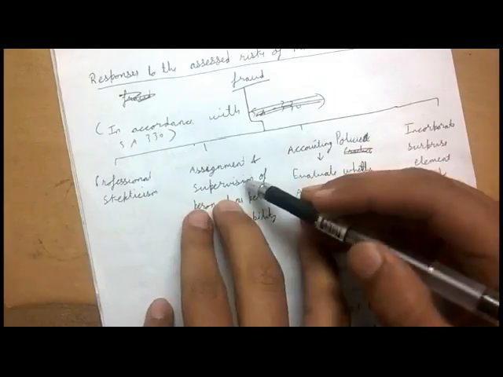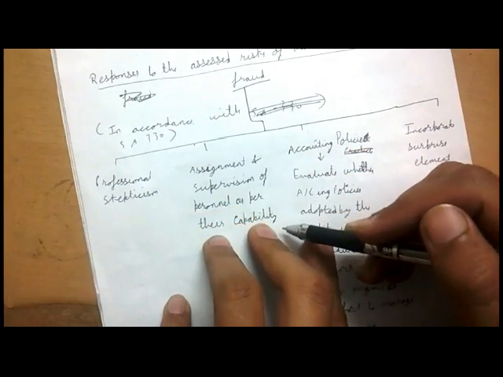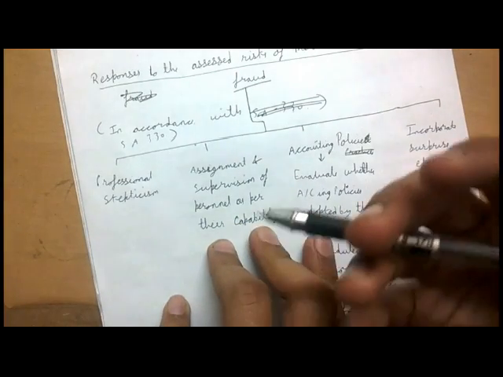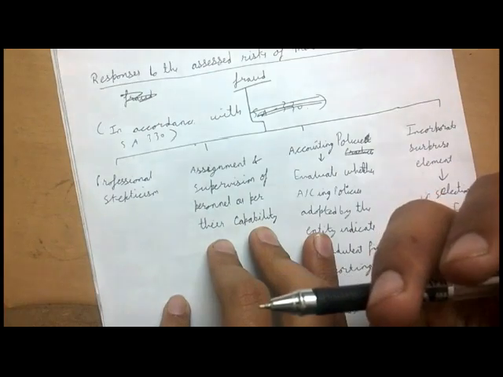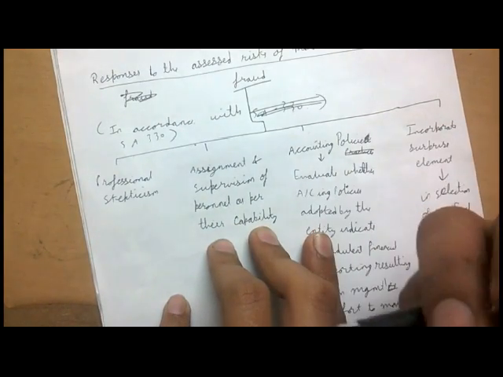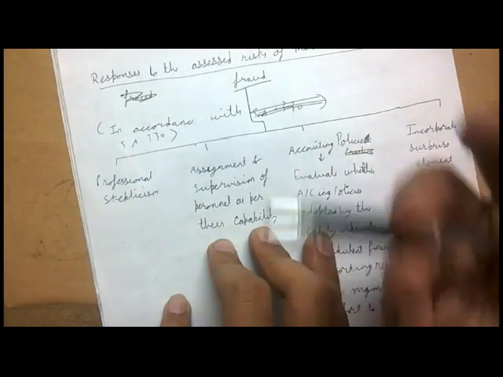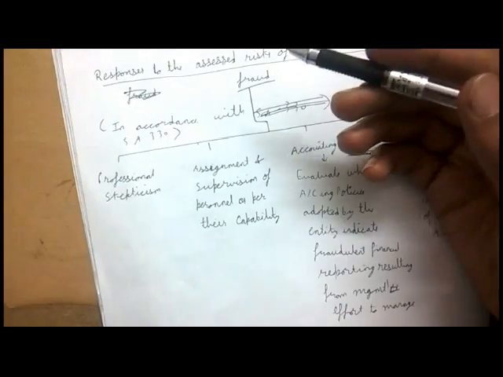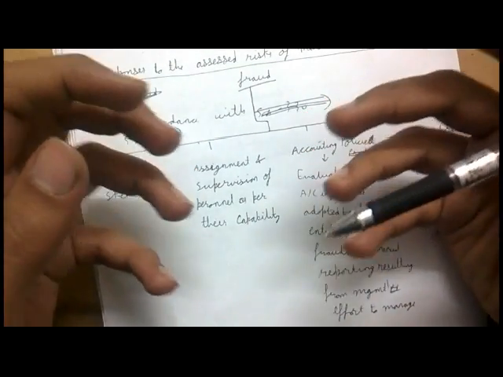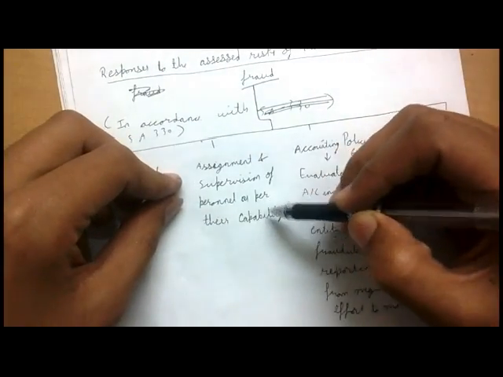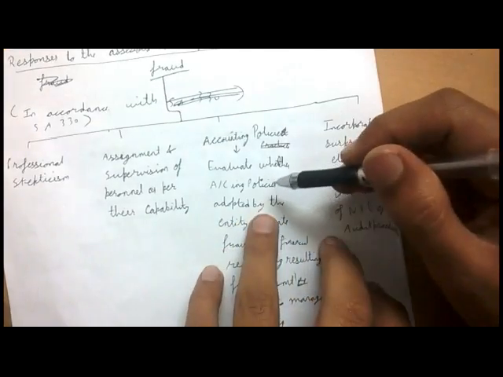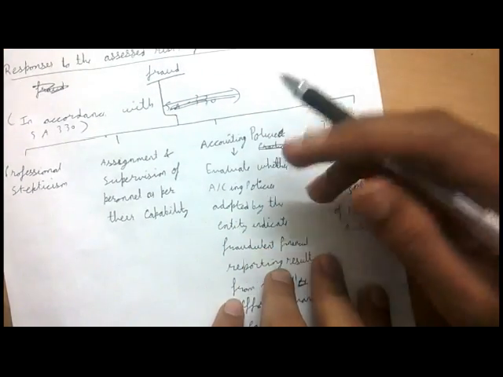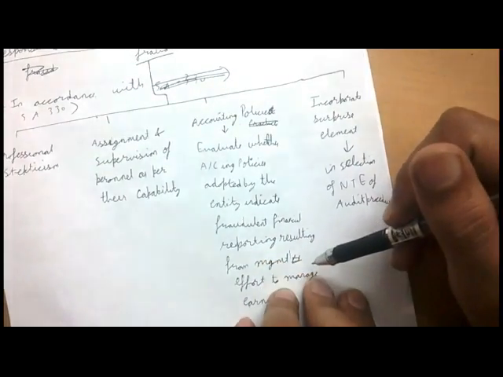Then you need to assign. This involves assignment and supervision of personnel as per their capability. That is, on the basis of the knowledge and capability of the employees, whether they are qualified enough to be part of the engagement team, you assign the roles on the basis of their experience. If they have good experience with the same client, you give them a somewhat difficult task which needs more experience and more expertise. So you assign the roles as per their capability. Then accounting policies: you evaluate whether the accounting policies adopted by the entity indicate any fraudulent financial reporting resulting from management.